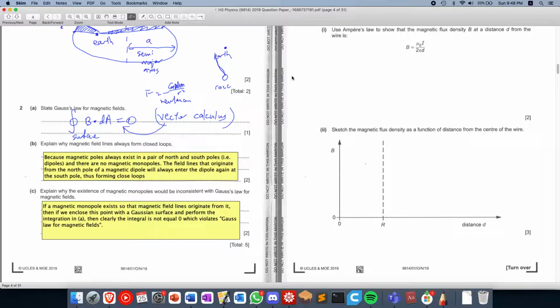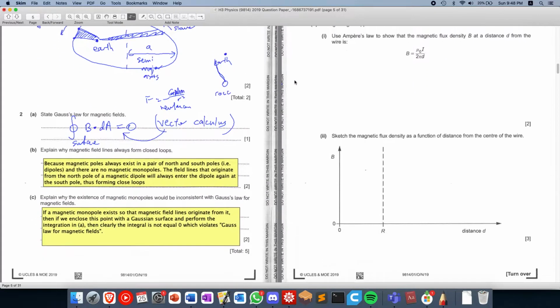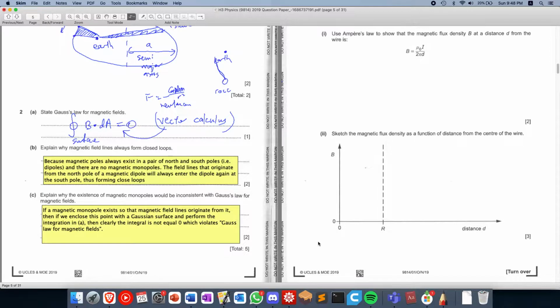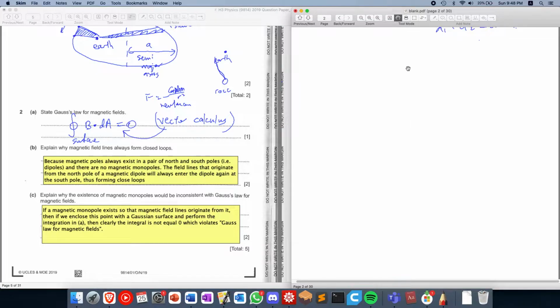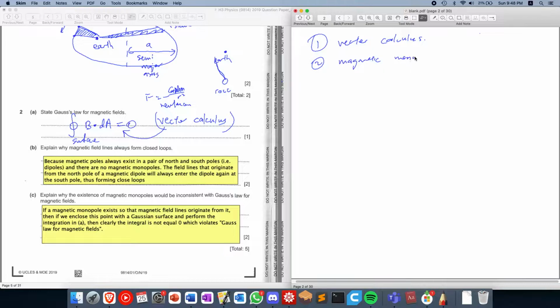I'll explain this entire question together as an entirety. So question 2, let's answer question 2. First thing I'll talk about is vector calculus, and second thing I'll talk about is magnetic monopoles. The first thing is to help you understand the equation here. So what in the world is this equation?